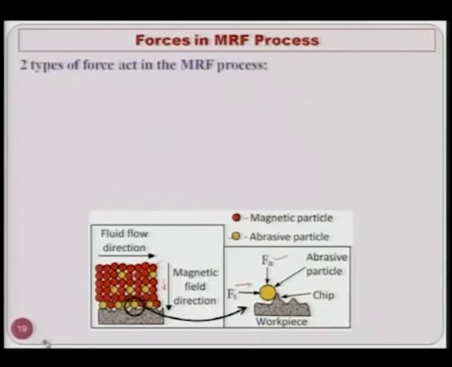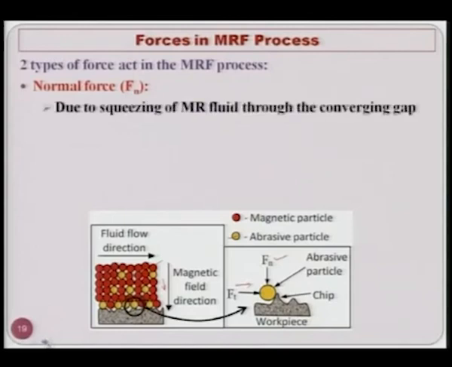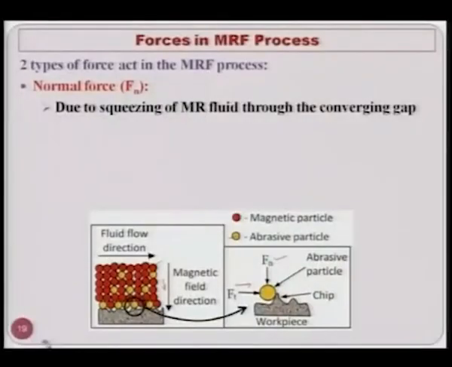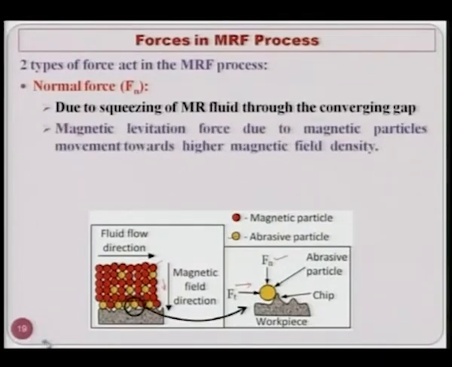Two types of forces act in the MRF process, Ft and Fn. The normal force Fn is due to the squeezing of MR fluid through the converging gap, because the thickness of the ribbon is bigger than the gap between the bottom face of the ribbon and the top face of the workpiece. So, squeezing of the ribbon takes place, which is responsible for applying a large amount of normal force, and that normal force helps in the penetration of the abrasive particle into the workpiece surface.